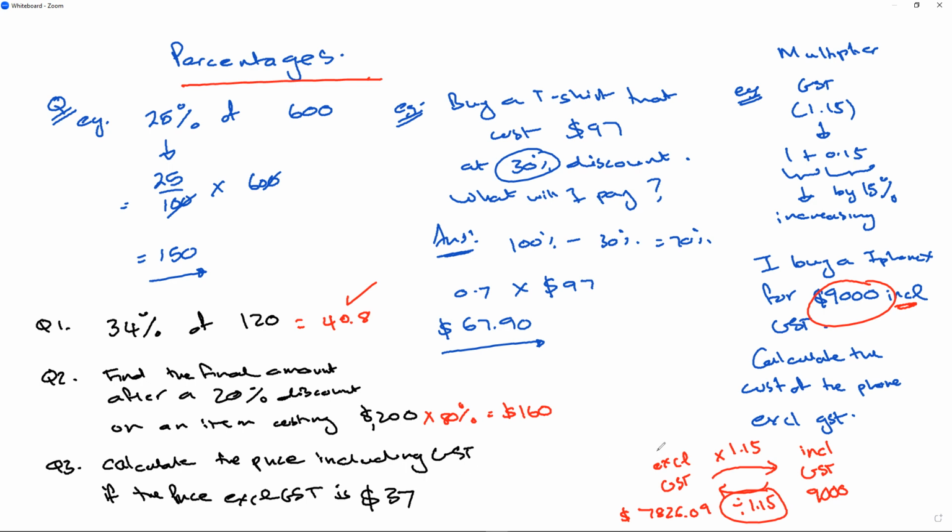Calculate the price including GST if the price excluding GST is this. The price excluding GST is given. So we want to find including GST, so we'd multiply it by 1.15, calculating it to become 42.55.